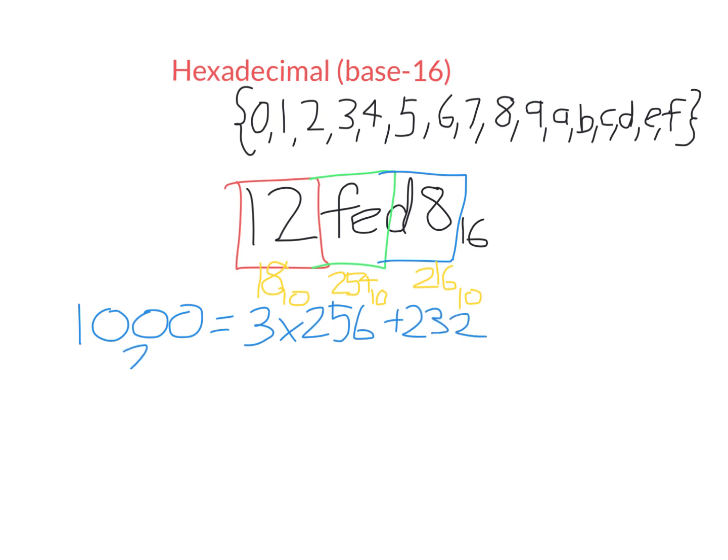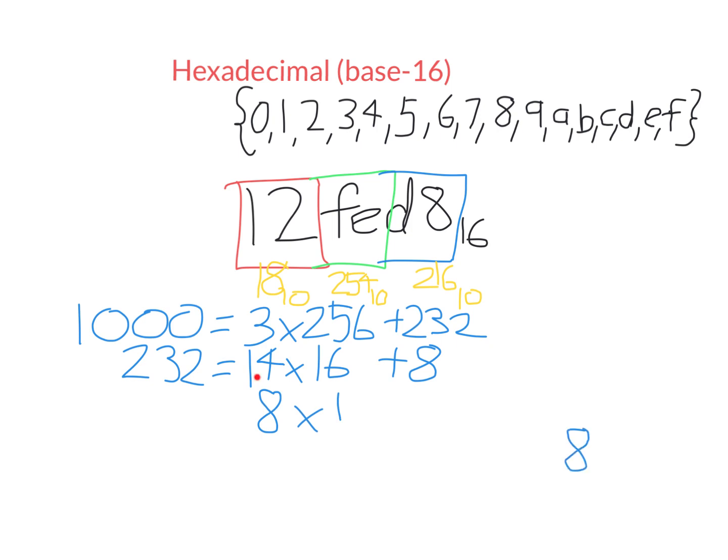So now we're going to write 232 as the sum of powers of 16. So 16 goes into 232 14 times. 14 times 16 is 224, so there are 8 left over. So then we just have 8 in the ones column. So for this number 1,000, we need 3 in the 256 column, 14 in the 16s column, and 8 in the ones column.